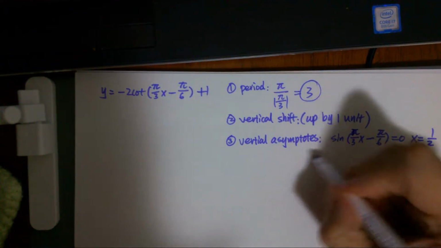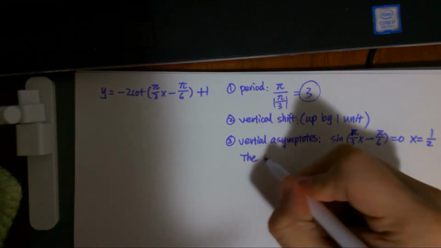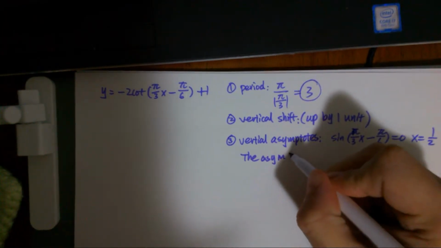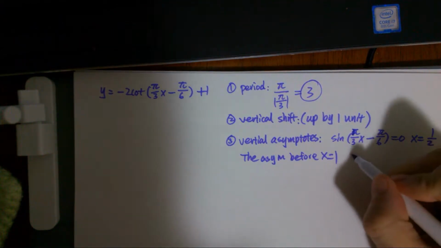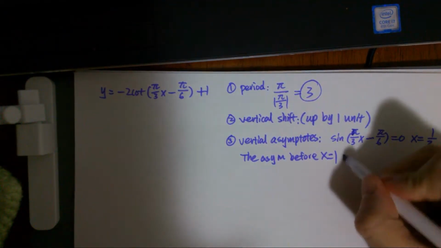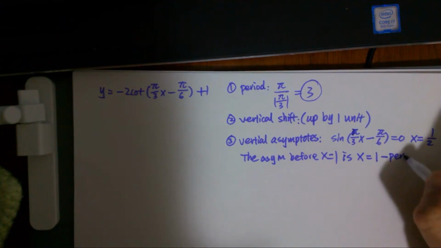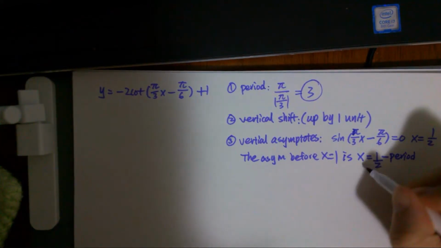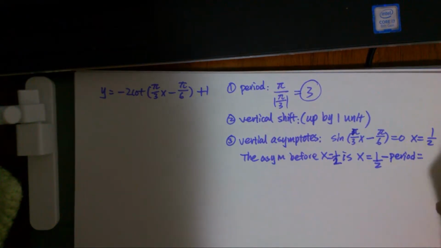And remember the parent graph of a cot function is a decreasing function, but because a is equal to -2, a is negative, and this function is an increasing function in each section between vertical asymptotes.